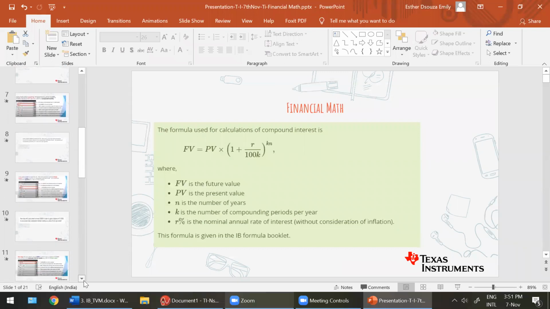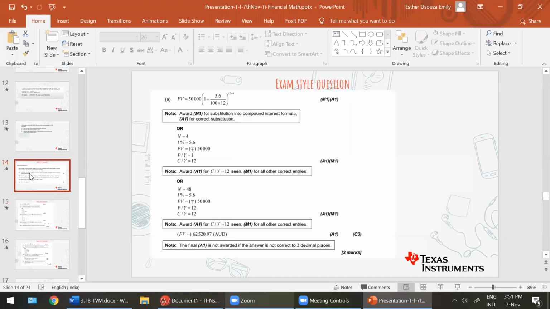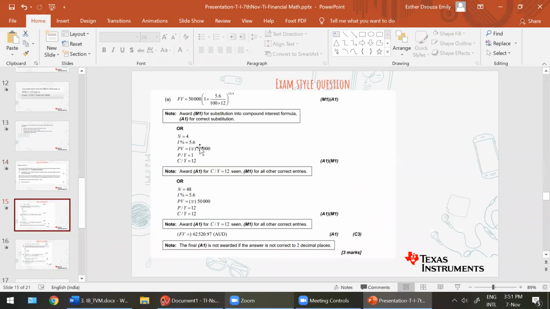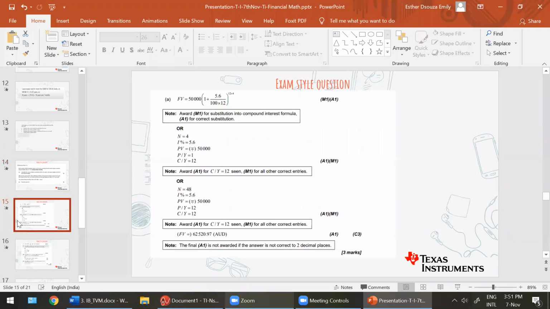So just a moment. I think we were on my slide number. Yes. For the question, you are compounding monthly. You can go ahead and type in. Remember, what are you finding out in the first place? Calculate the value of Sean's investment after 4 years. Correct? So you are finding out FV, correct? You're finding out FV after 4 years.